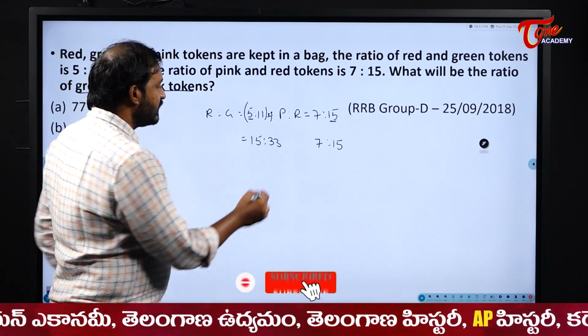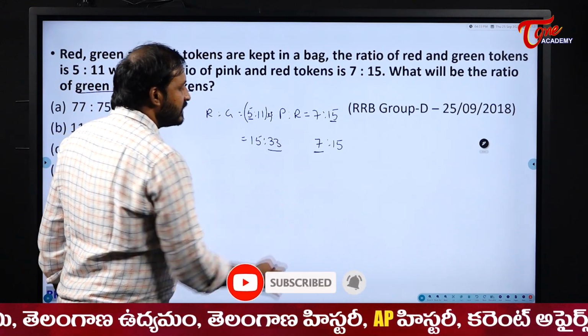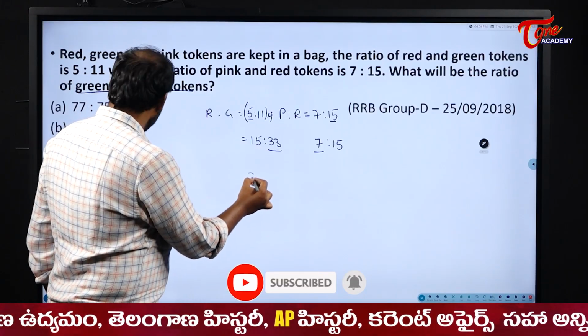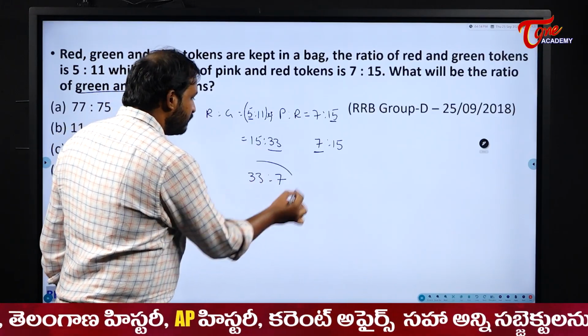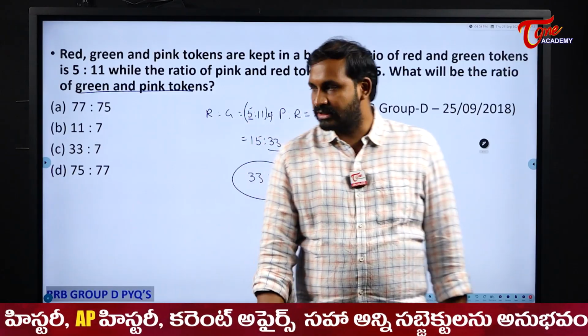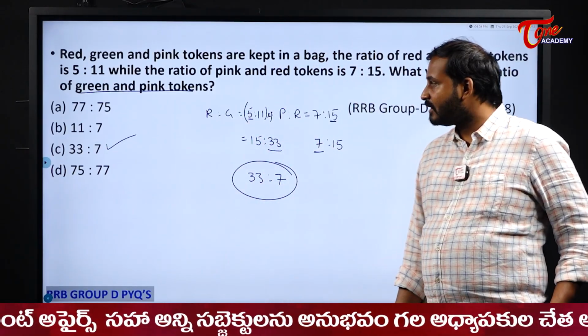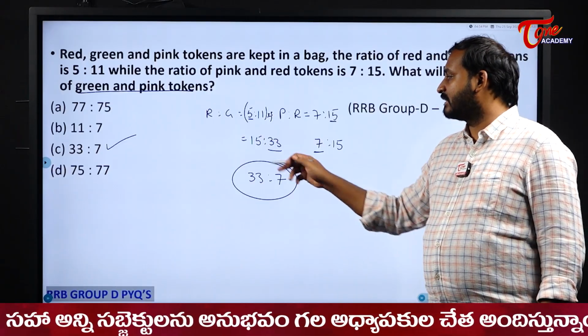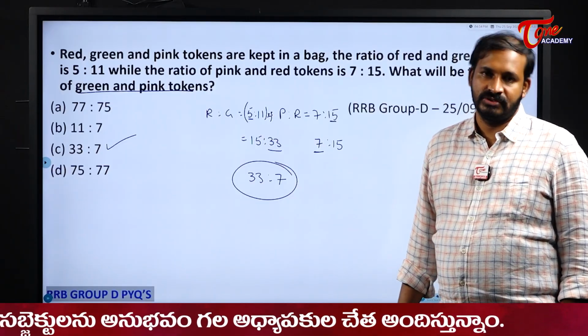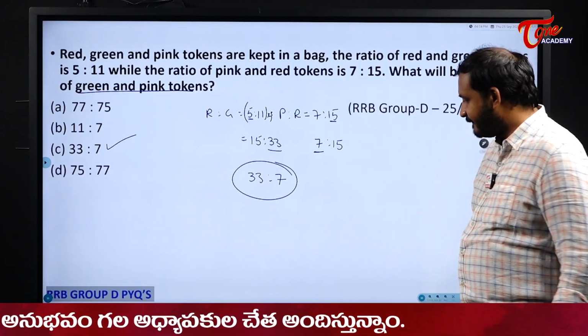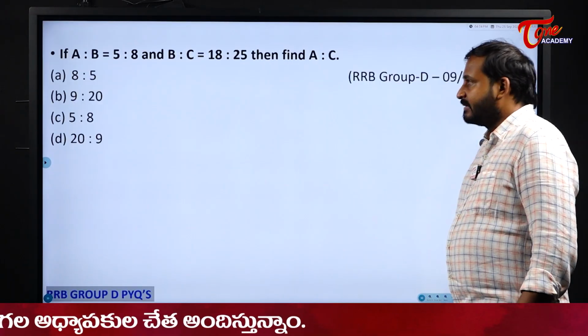Green is how many parts here? 33. Pink is how many parts here? 7. So it will become 33:7. The ratio becomes 33:7. Understood? Green and pink, the ratio will become 33:7. Okay? Right? Next one. Similar one.